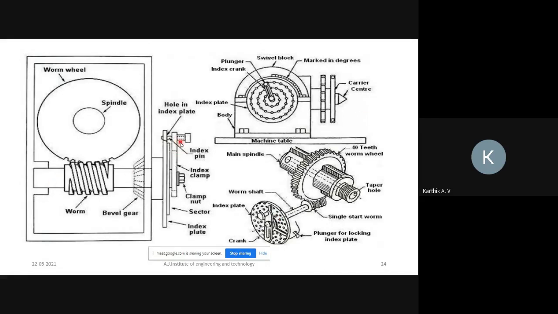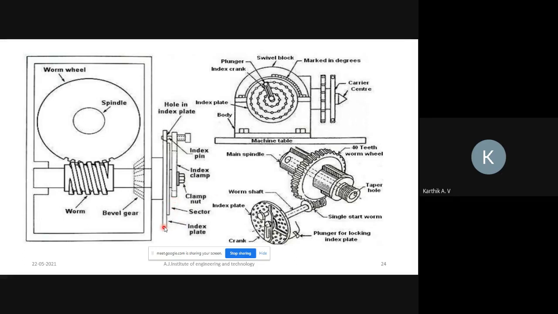Here you can also observe the index pin. Okay, index pin, and this is called the index clamp. Next to it are the clamp nut, and the sector for measurement, and the index plate.